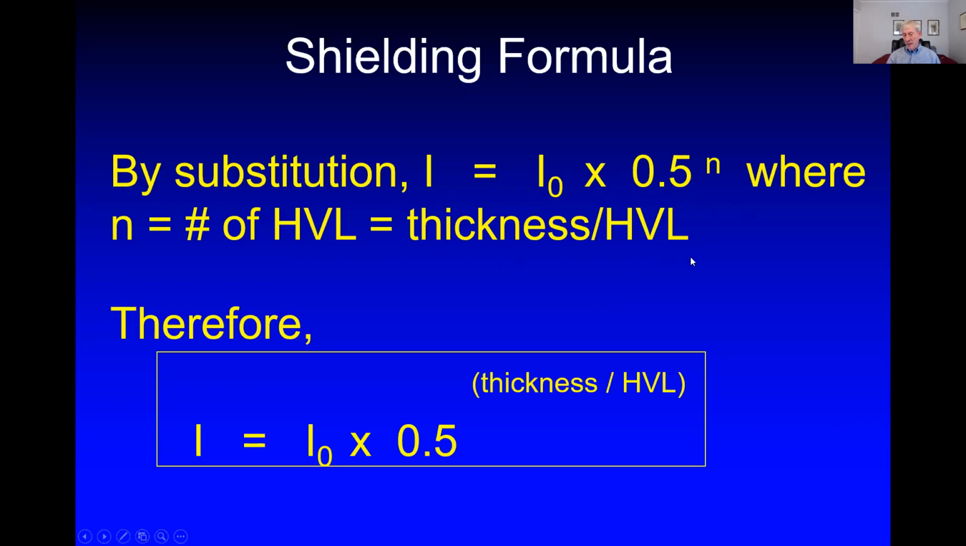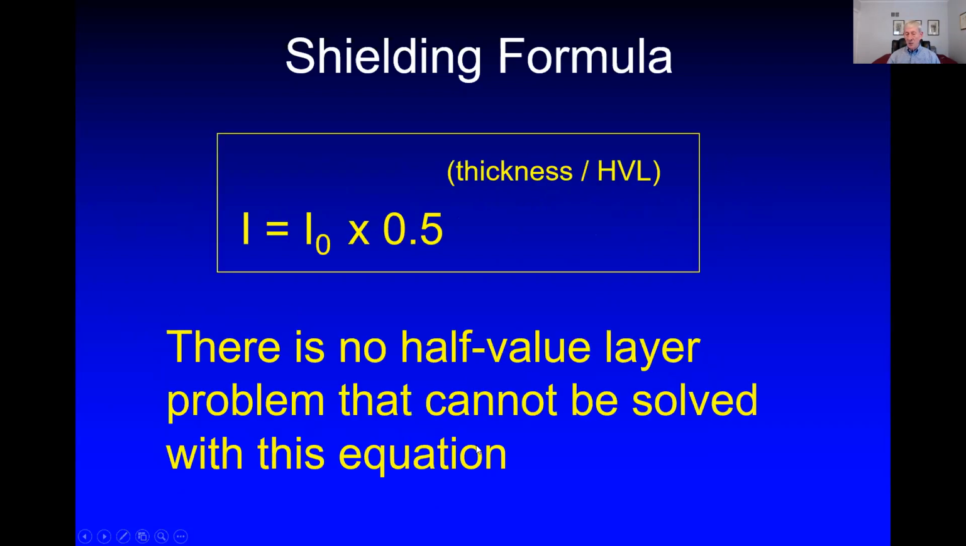So we simply take this fraction here, plug it in for n, and look what we come up with. Final equals initial reading times 1/2 to the power of, in parenthesis, n. Or if you don't know n, the thickness over HVL. And I can guarantee you there's no HVL problem that you cannot solve with that equation. Okay, now, before we talk about TVLs, any questions so far?